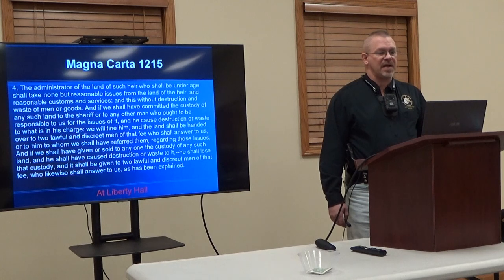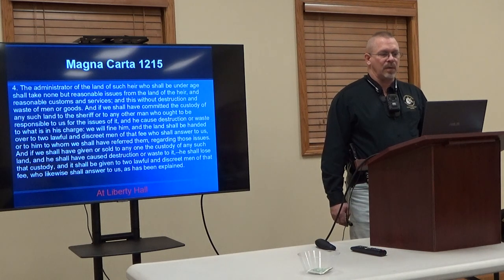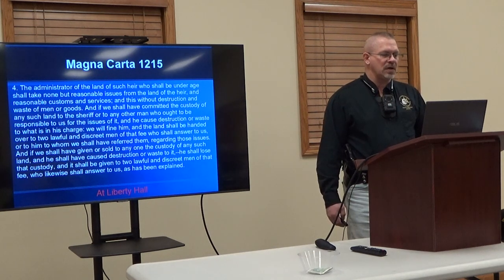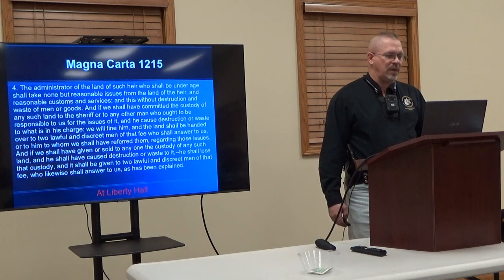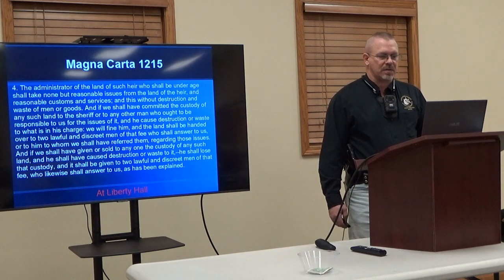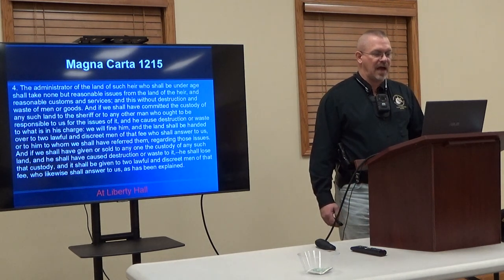Four, the administrator of the land of such heir who shall be under age shall take none but reasonable issues from the land of the heir and reasonable customs and services, and this without destruction and waste of men or goods, and if we shall have committed the custody of any such land to the sheriff or to any other man who ought to be responsible to us for the issues of it, and he caused destruction or waste to what is in his charge, we will fine him, and the land shall be handed over to two lawful and discreet men of that fee who shall answer to us or to him to whom we shall have referred them regarding those issues. And if we shall have given or sold to any one the custody of any such land, and he shall have caused destruction or waste to it, he shall lose that custody, and it shall be given to two lawful and discreet men of that fee, who likewise shall answer to us as has been explained.